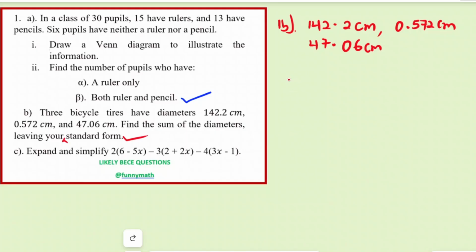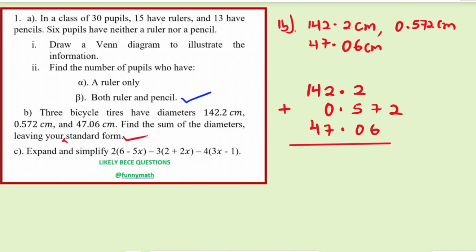So what do we do now? We have to add the diameters by arranging them in a vertical form. That's the easiest way to add decimal fractions. So that's going to be 142.2, and whenever you are arranging, make sure the decimal points are in line. So here is going to be 0.572, and the last one is going to be here, 4, 7, that is 47.06. Don't forget we are adding.